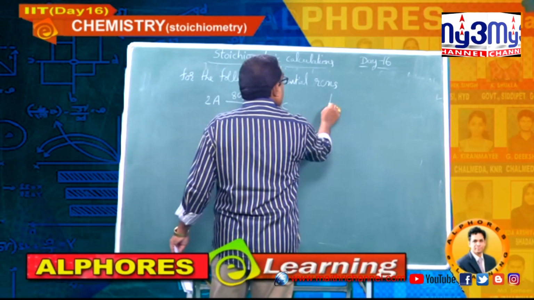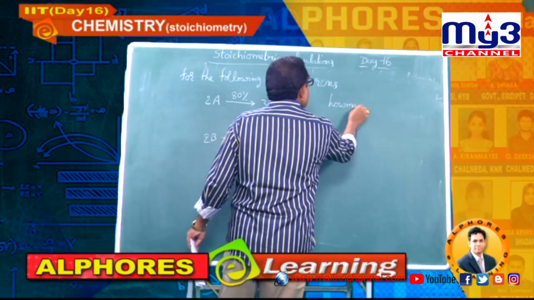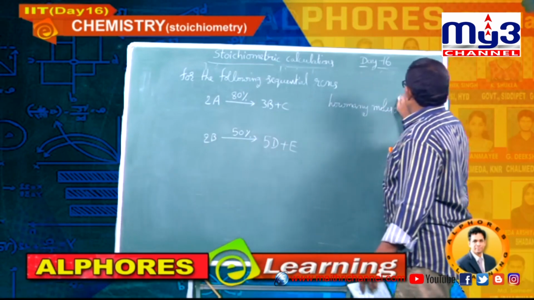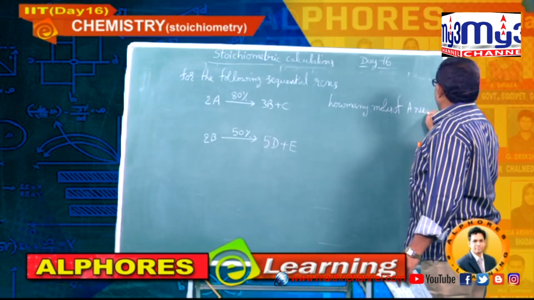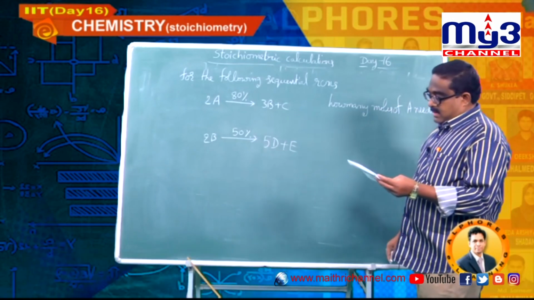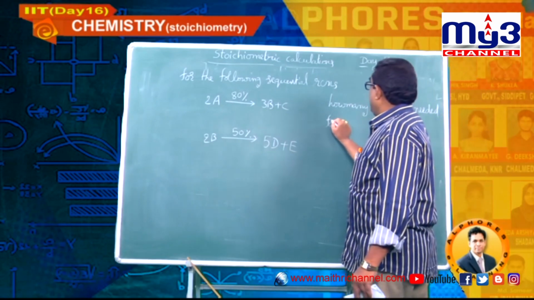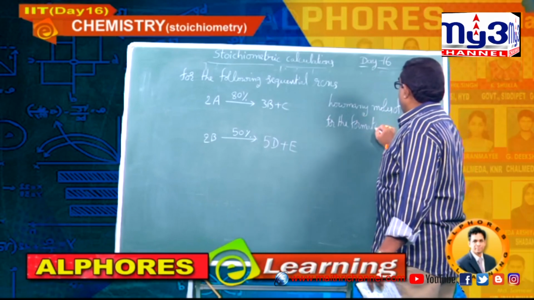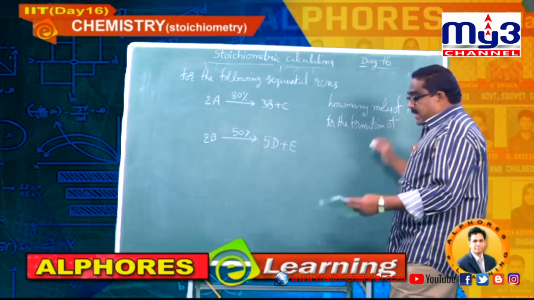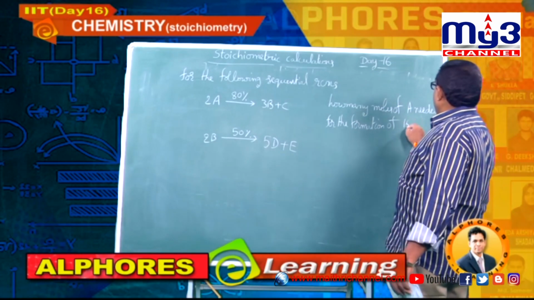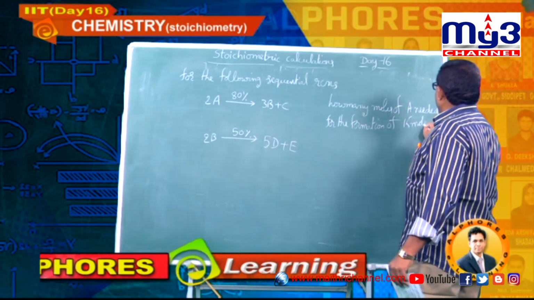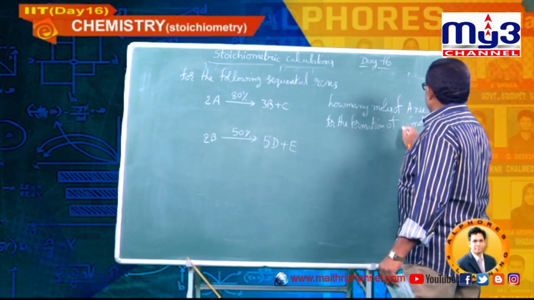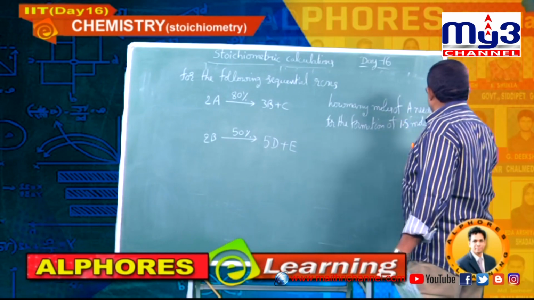Now the question is, how many moles of A needed for the formation of 1.5 mole of D?